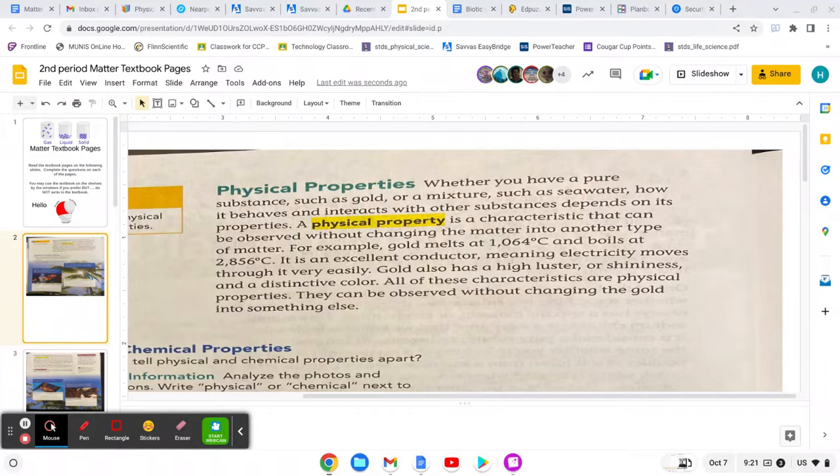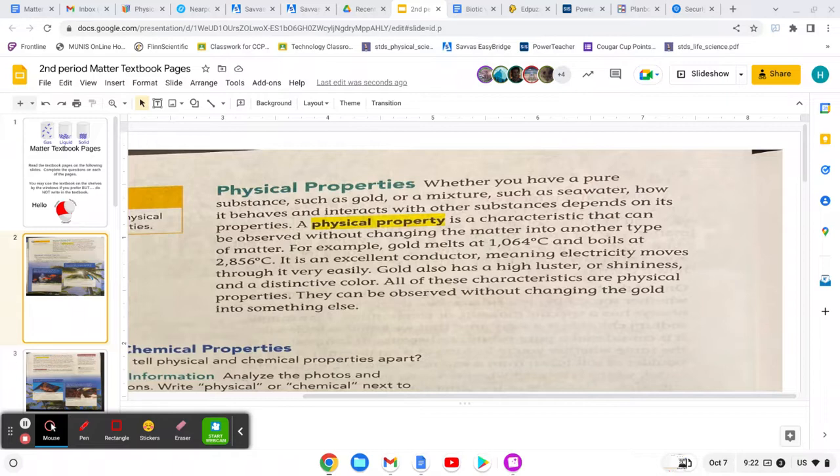So the first thing we're going to talk about are physical properties. Whether you have a pure substance such as gold or a mixture such as seawater, how it behaves and interacts with other substances depends on its properties. A physical property is a characteristic that can be observed without changing the matter into another type of matter. So nobody should be looking at their screens or typing right now. We should have clamshell.